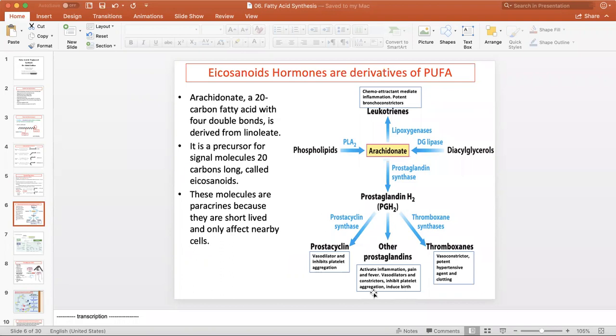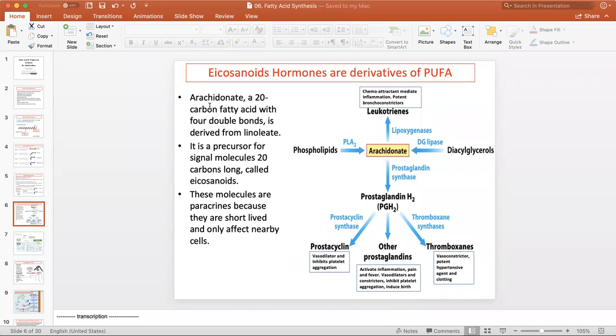Then in the center, we have the prostaglandins. Prostaglandins have a wide range of functions. They are important for inflammation, pain, and fever. They can be vasodilators or vasoconstrictors, depending on which one we are talking about, because there are different classes of prostaglandins. They can inhibit platelet aggregation. They can induce labor. So again, they have a wide range of functions. Depending on which prostaglandin we are talking about, they have their own different functions.